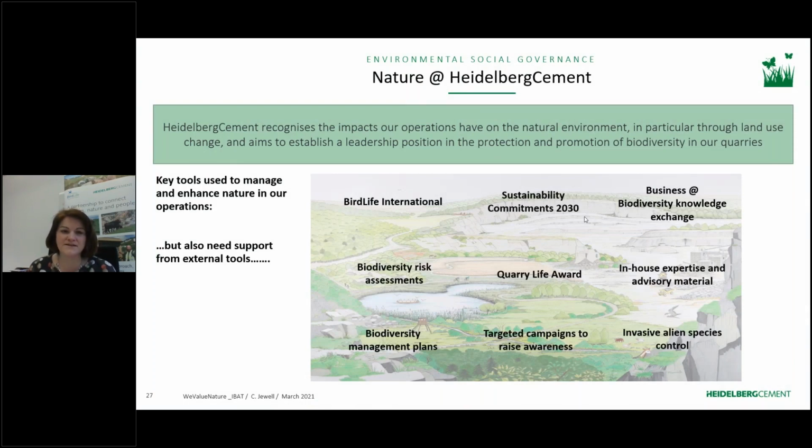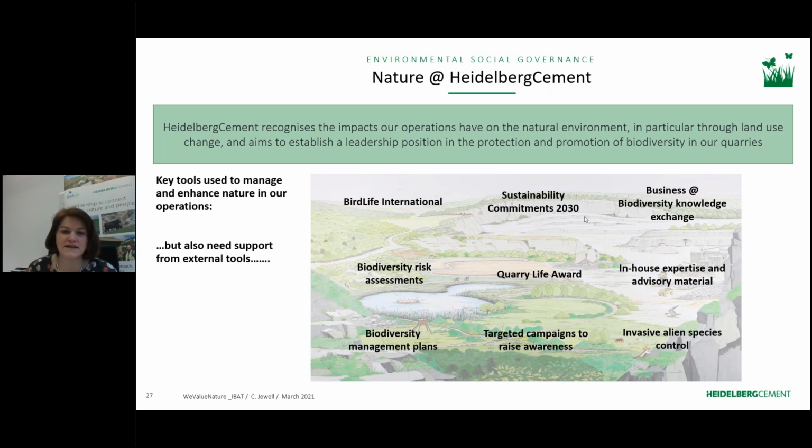So we've recognised for a long time now that our operations can have an impact on the natural environment, both from a negative point of view, but also from a positive point of view. And we really aim to establish a leadership position in the protection and promotion of biodiversity in our quarries. And there are a number of key tools and mechanisms that we use to do this. First and foremost is our global partnership with BirdLife International. We've had this for 10 years. It's our 10-year anniversary this year.